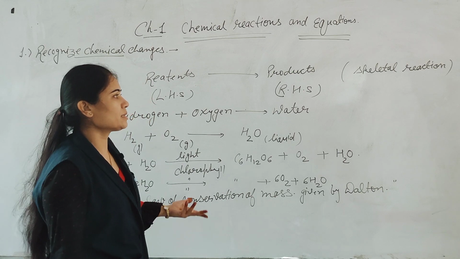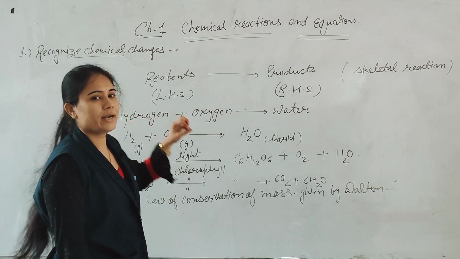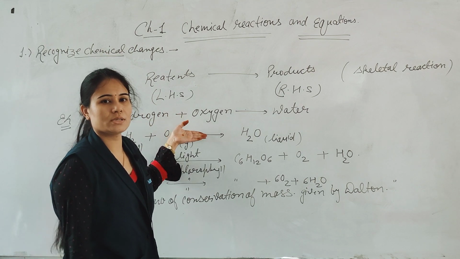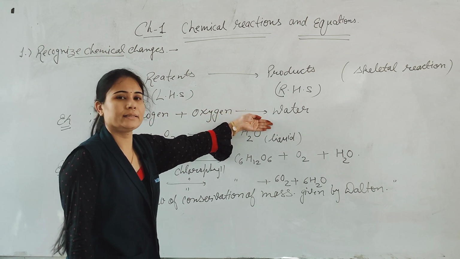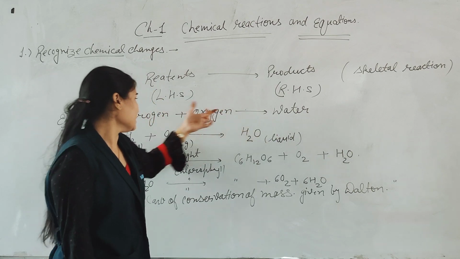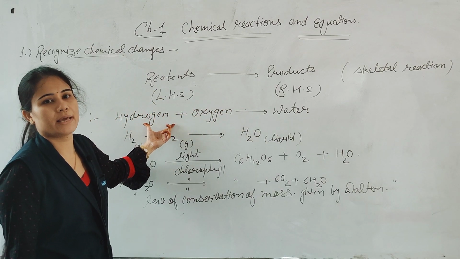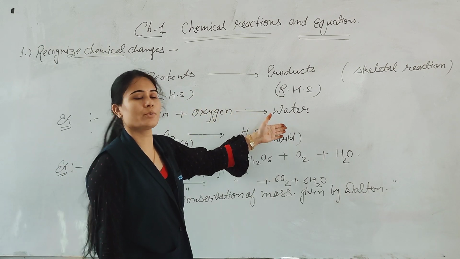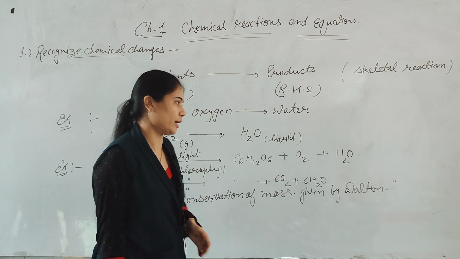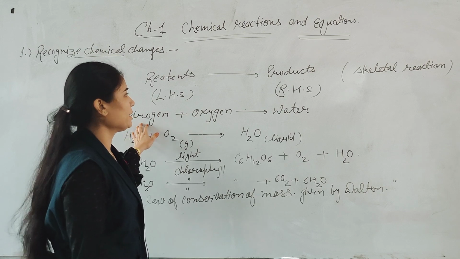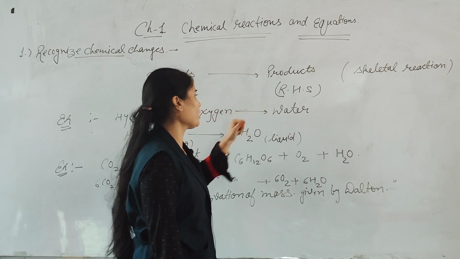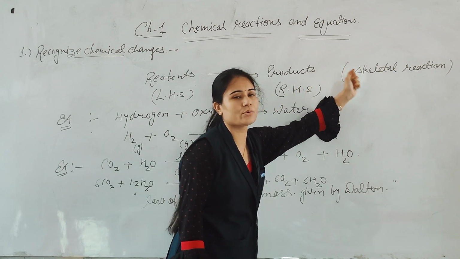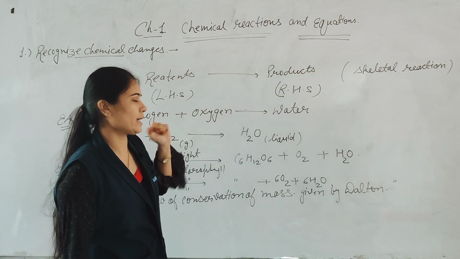That means what is the symbolic equation? We are taking a rough example for it, that is hydrogen plus oxygen, it gives water. That means this is the product. These are the reactants of the reaction, hydrogen and oxygen, and finally it gives the product, that is water. Okay. Now I am taking the next example for it, that is hydrogen plus oxygen. Exactly, this is a skeletal equation or skeletal reaction.